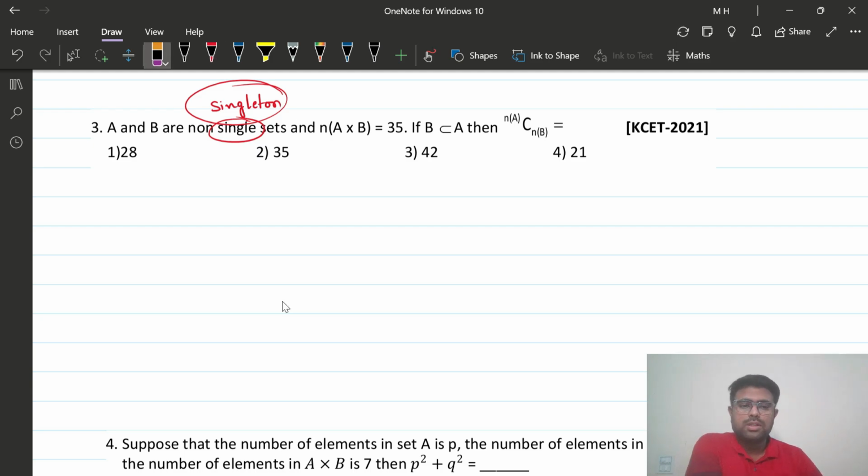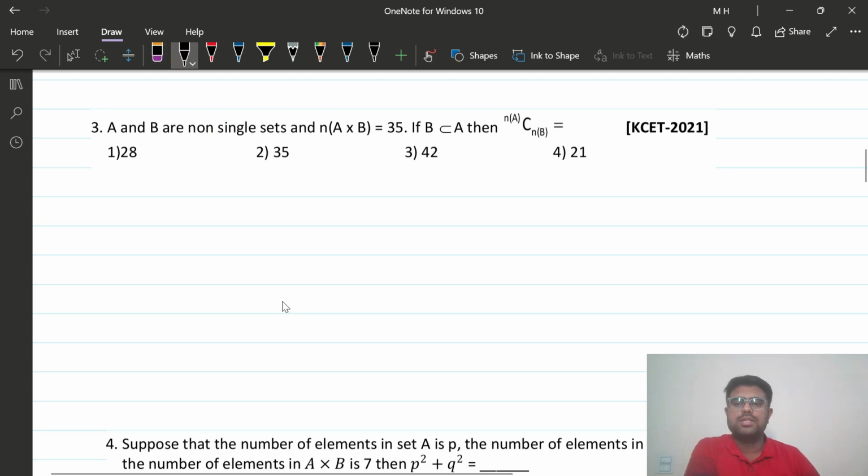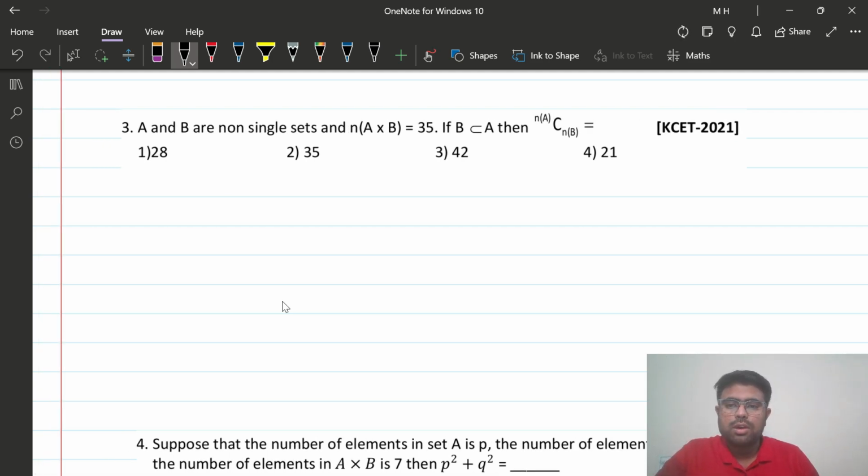Non-singleton. So what do you mean by non-singleton sets? Both of them do not have one element. Okay, so that is what it says. And n of A cross B is equal to 35. Okay, this is what is given, and we have to find this one.